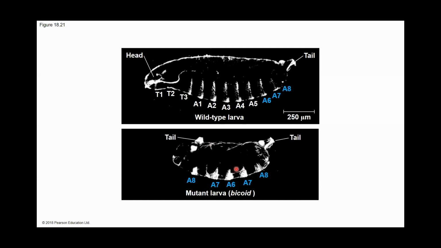So this is a mutant larvae whose mother has two mutant alleles. So the mother of this larvae had two mutant alleles of the bicoid gene. So there is no bicoid protein in this larvae. This is why you have two tails formed at both ends of the embryo.